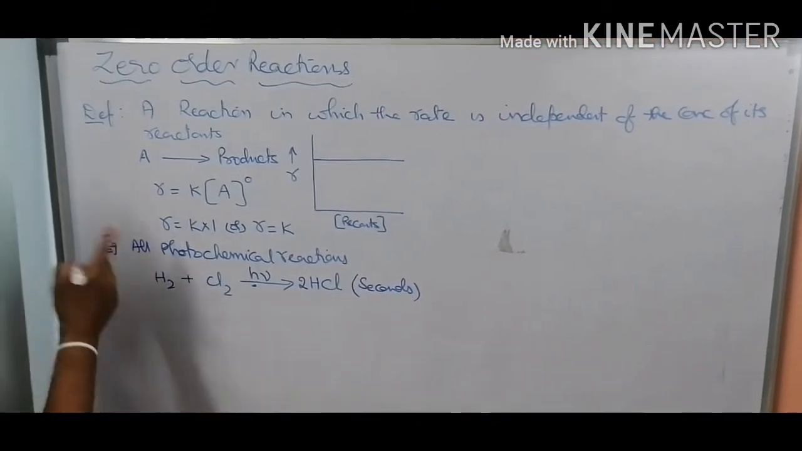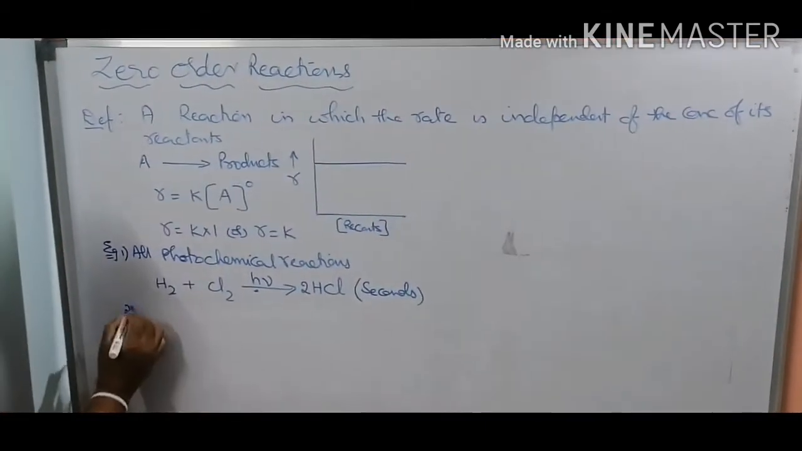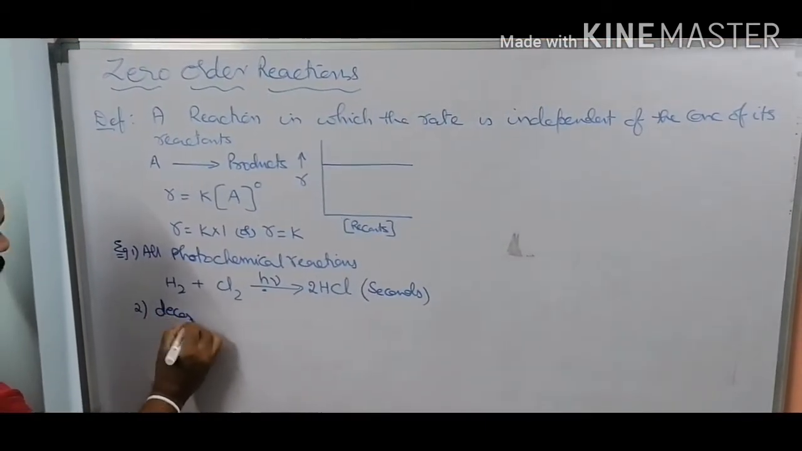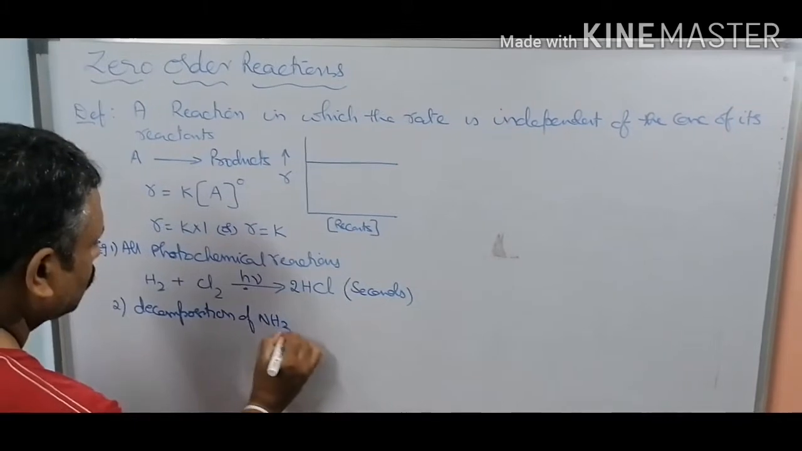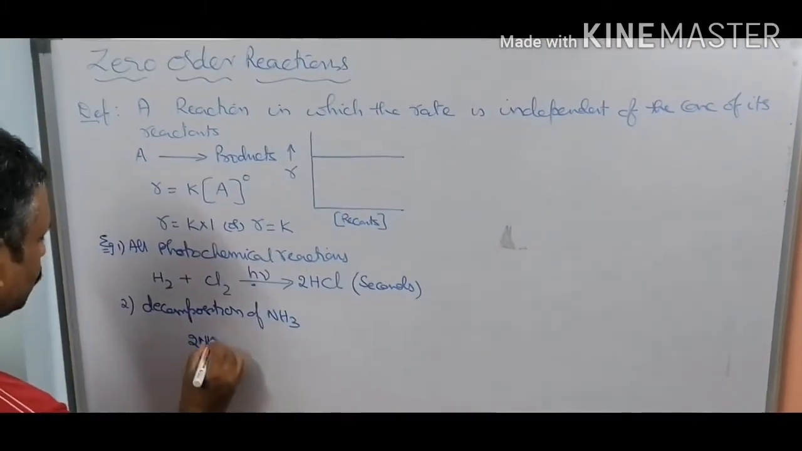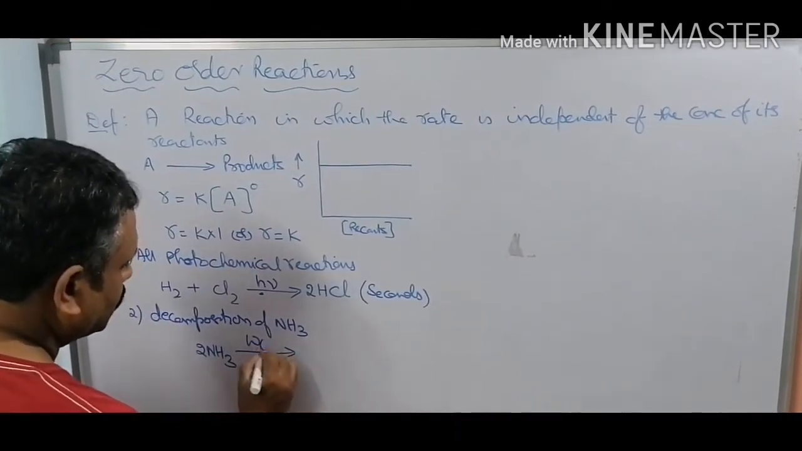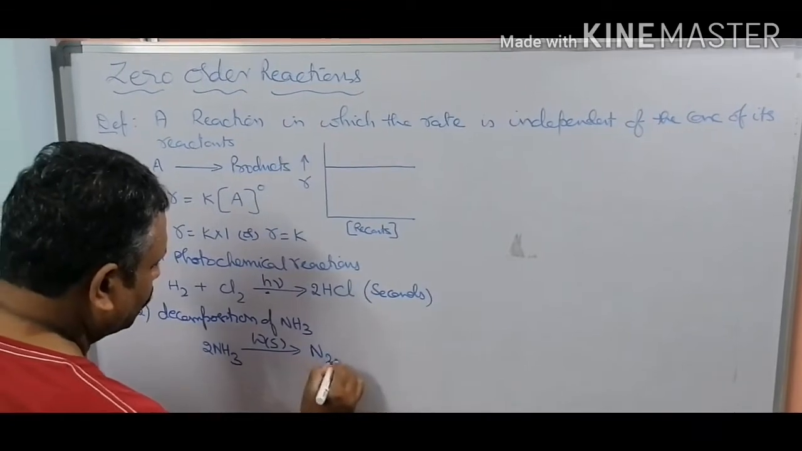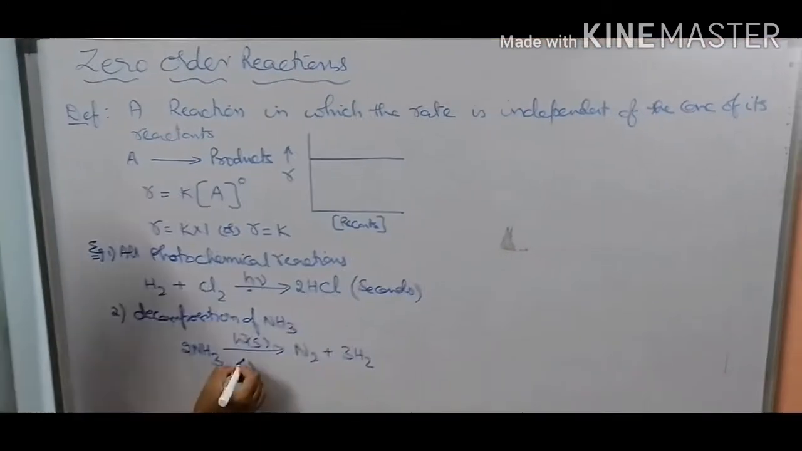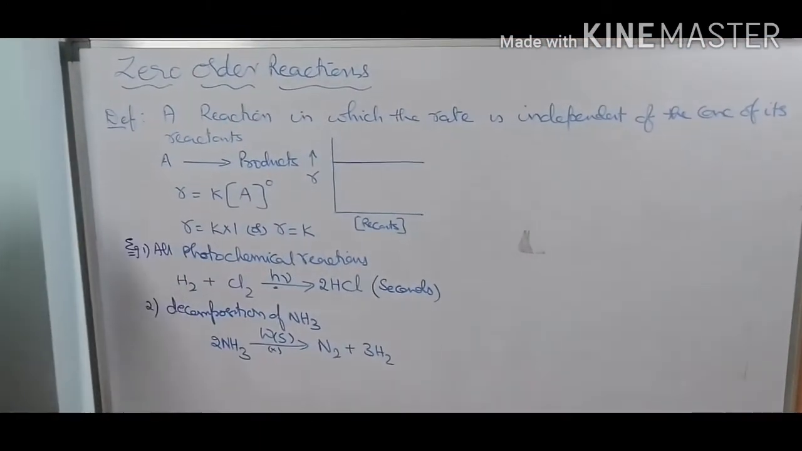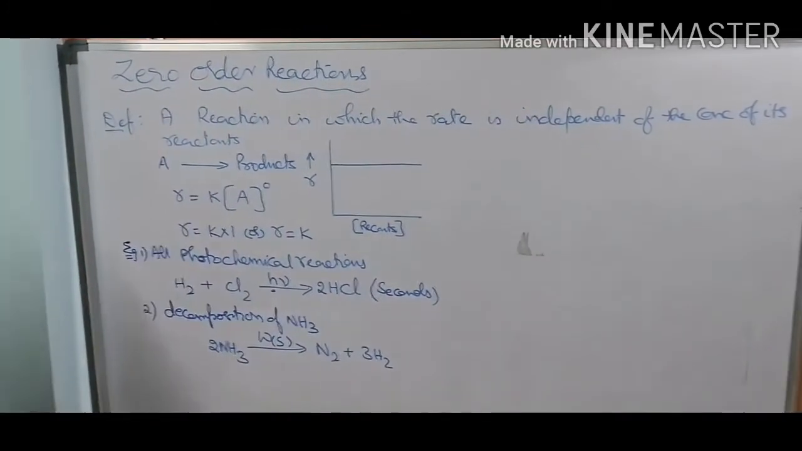And that is why you can say photochemical reactions are zero order reactions. One. Second, another example is decomposition of ammonia. If you take ammonia and decompose it on a platinum or a tungsten surface, which is a solid metal, then you get nitrogen and hydrogen gases back. But you can observe that in the absence of this catalyst, the reaction is very slow.